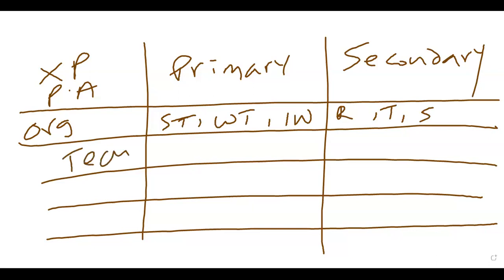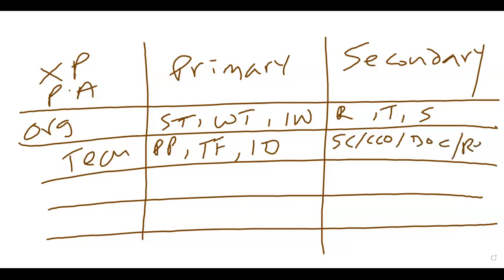And the technical practice is pair programming, programming in pairs, test-first programming. We talk about test-driven development. You should know what that is. And then we have incremental design. In the secondary column, we have shared code and collective code ownership. Hopefully you know what that is. It's important. Go look it up. We have documentation from codes and tests. And then we have the concept of refactoring.